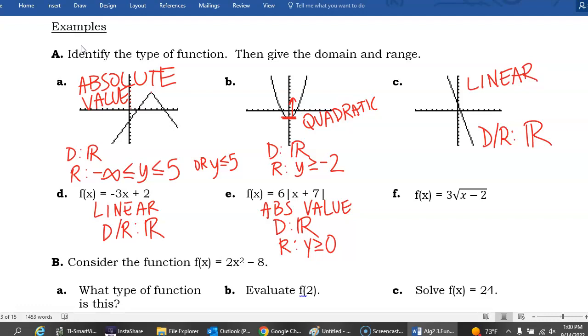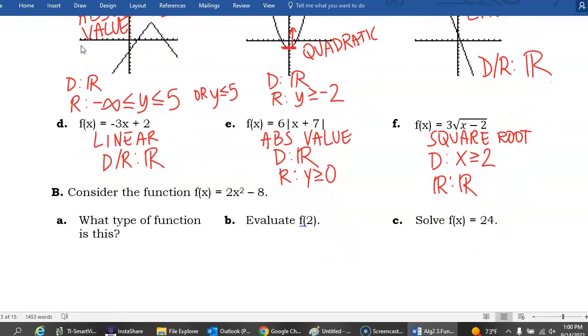Letter F, we have a square root function. And the domain and range for the parent function is our positive values, but because this one has been translated, I know that the domain is actually going to be numbers greater than or equal to 2. The range will still be all real numbers. And as we get into our different functions, we'll talk more about how to figure out the domain and range.